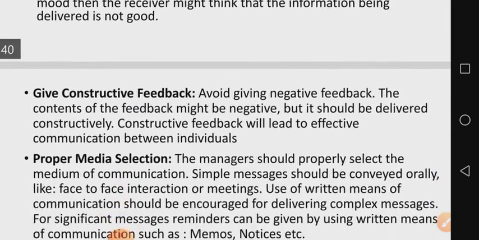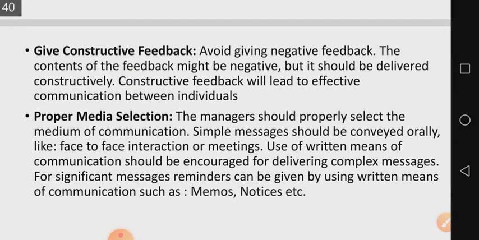Next, give constructive feedback. Now, when we communicate, if you remember, in the cycle of communication, feedback was the last point, which means that feedback is sent by the receiver to the sender, showing to what extent the message has been understood. So giving feedback, maybe we can say a direct feedback to the speaker, is important for good communication. But you should avoid giving negative feedback.